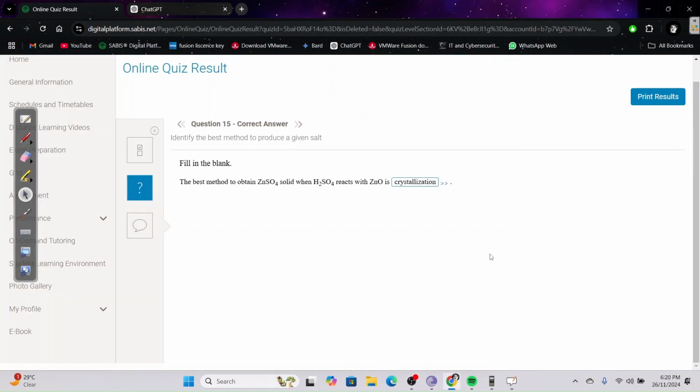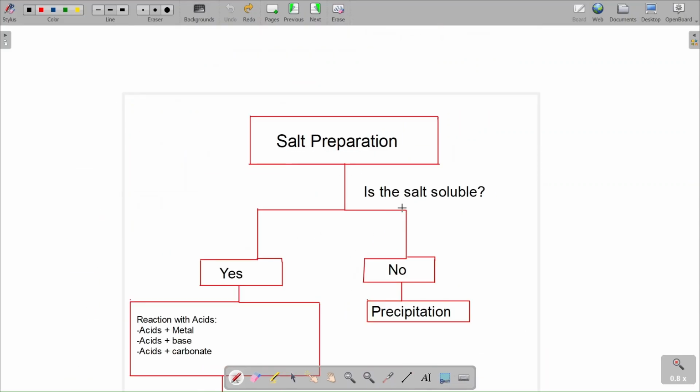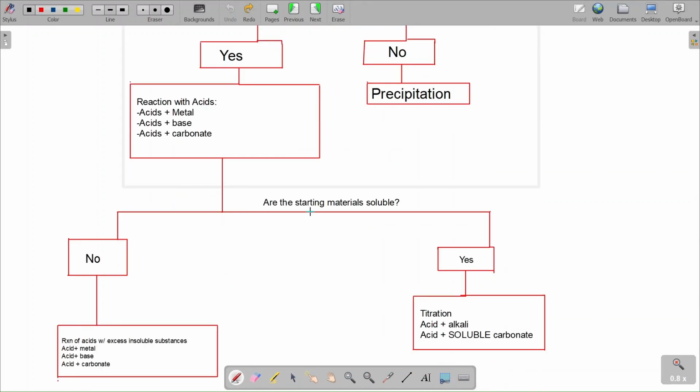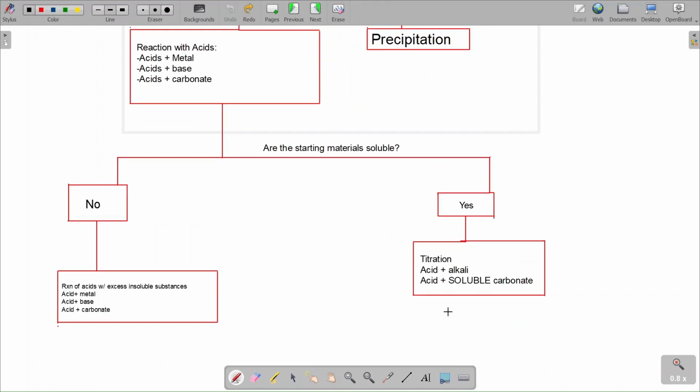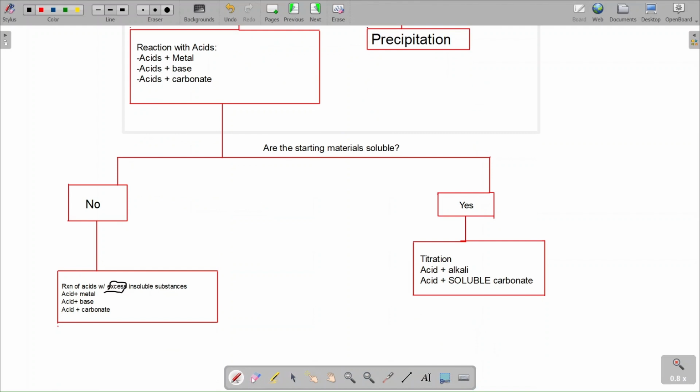Now, question 15. The best method to obtain zinc sulfate solid when H2SO4 reacts with zinc oxide is crystallization. Why? Because I made a flowchart here. Salt preparation. First you start: is the salt soluble? Yes or no? If not, it's precipitation. If yes, it's the reaction with acids. And are your starting materials soluble? If yes, use titration. If not, you use the excess method. Feel free to screenshot. It's a really good flowchart.